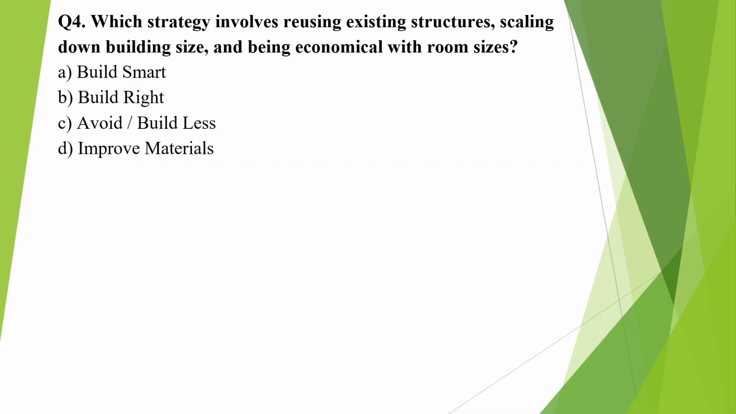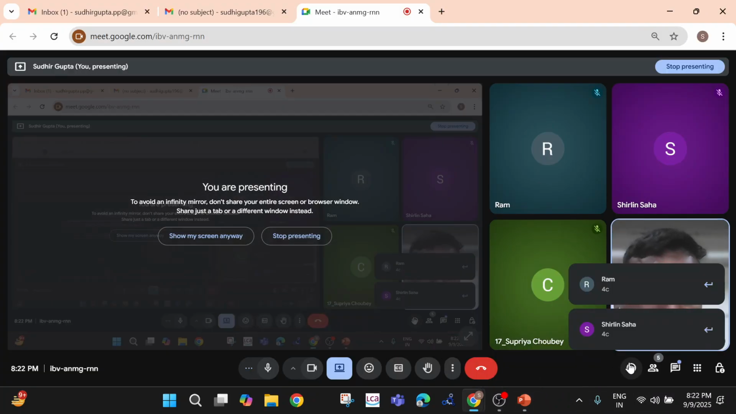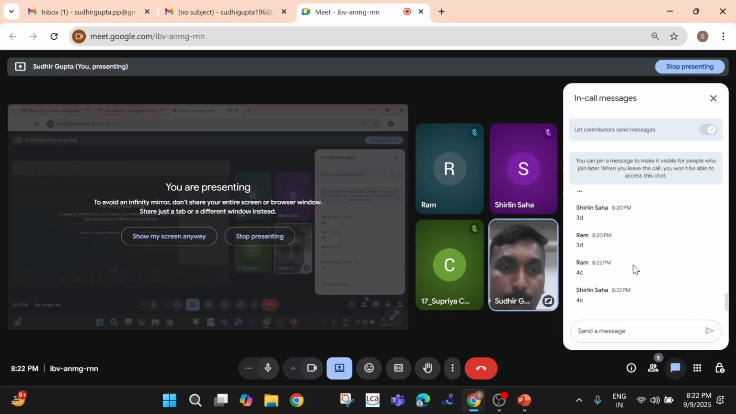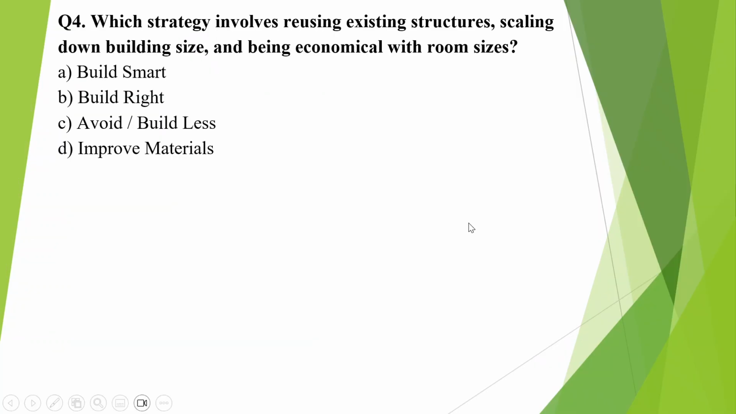Either build smart, build right, avoid or build less, or improve materials? What do you think is the correct answer for this question number 4? As I can see, 4C has been marked by most of you, and 4C is the correct answer. It's good to see that most of you have answered it correctly.